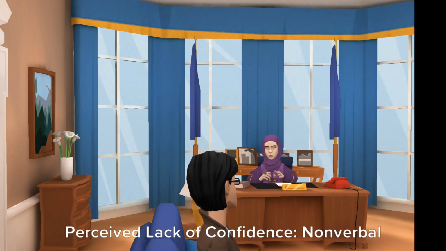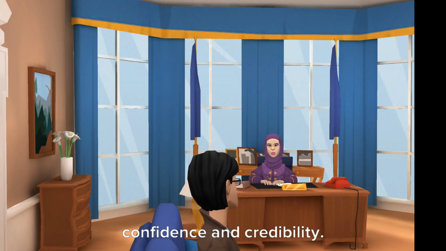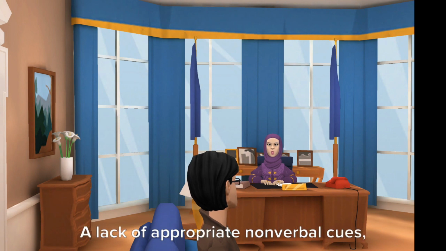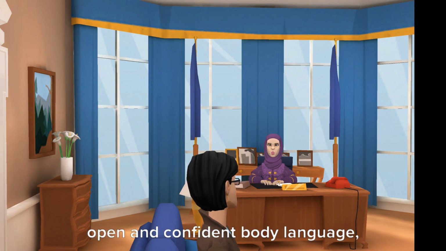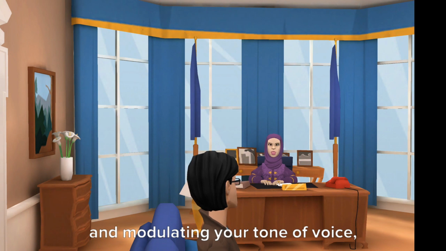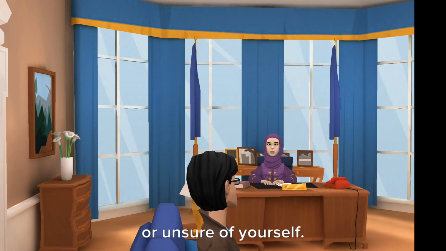4. Perceived lack of confidence. Nonverbal signs play a significant role in conveying confidence and credibility. A lack of appropriate nonverbal cues, such as maintaining eye contact, using open and confident body language, and modulating your tone of voice, can make you appear less confident or unsure of yourself.